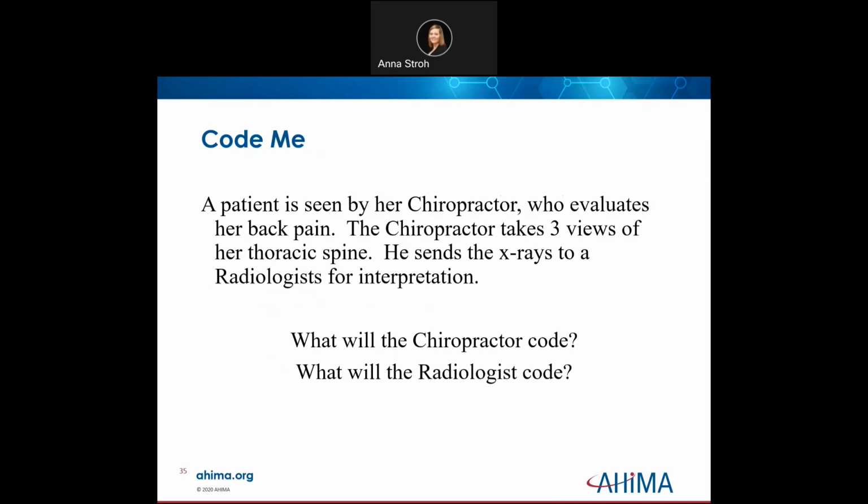Okay, so here's an example to practice using the professional and technical components of the X-ray codes. A patient is seen by her chiropractor who evaluates her back pain. The chiropractor takes 3 views of her thoracic spine. He sends the X-ray to a radiologist for interpretation. So in this scenario, I'm asking, what will the chiropractor code and what will the radiologist code?